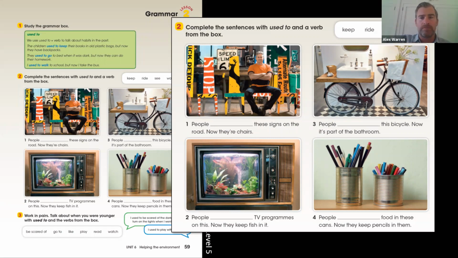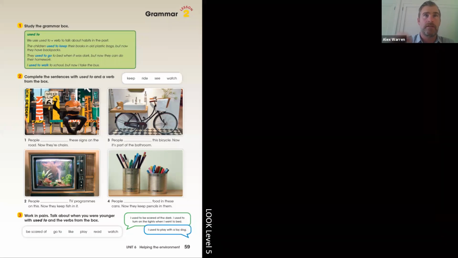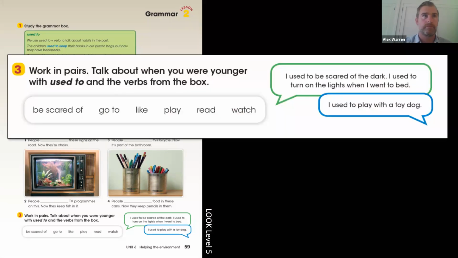So I might then jump automatically to a freer practice activity, like this one. So we've done the control practice, we're on to the freer practice because they were good with it. So slightly different way we can formatively assess this because it's not concrete, right? So in this case, let's talk about when you were younger with used to and the verbs from the box.